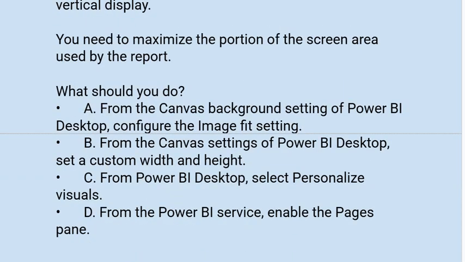Option A. From the Canvas background setting of Power BI Desktop, configure the image fit setting. Option B. From the Canvas settings of Power BI Desktop, set a custom width and height. Option C. From Power BI Desktop, select Personalize Visuals. Option D. From the Power BI service, enable the Pages pane.